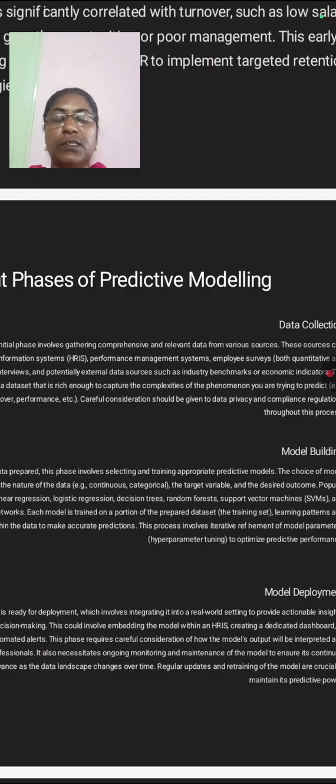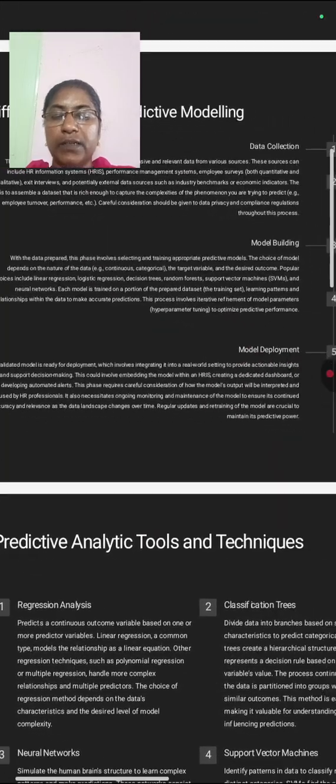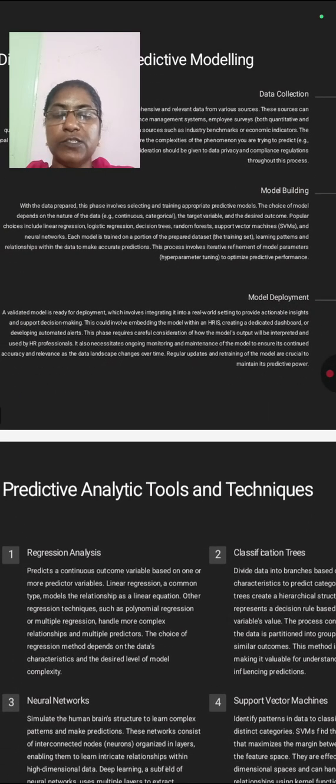One is how the data is collected, and after that the model is built, and then deployment. Predictive modeling is the main thing, and predictive analytics tools and techniques are also followed, such as regression analysis, which is one of the statistical analyses, and neural networks.